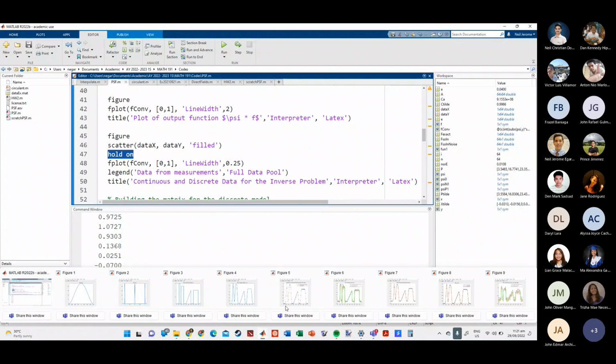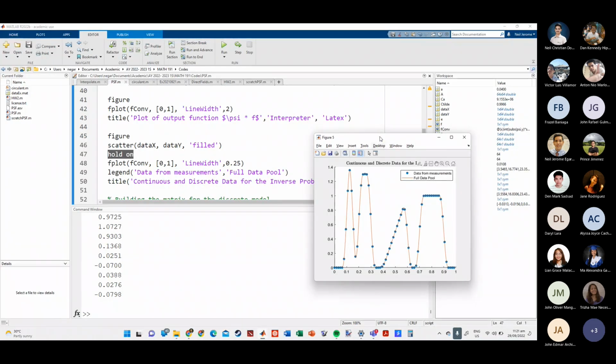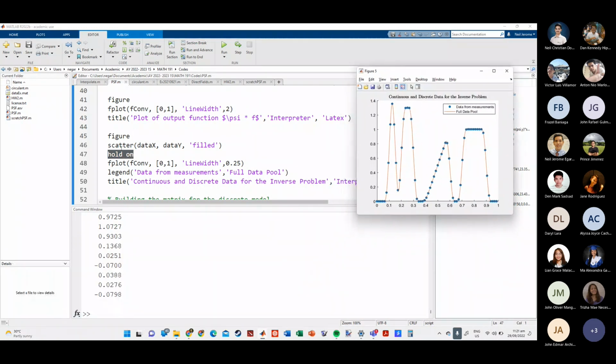Figure 5. Okay. Una yung scatter plot ng data x, data y. So yun yung blue dots na makikita nyo rito. Scatter plot siya. So kung walang naka-hold on dyan, yung blue dots lang yung makikita nyo, kasi scatter plot, ipa-plot niya lang yung mga data points without connecting the dots. Pero pina-hold on ko siya, ibig sabihin on top of the scatter plot, kailangan i-graph ni Matlab yung F convolution.